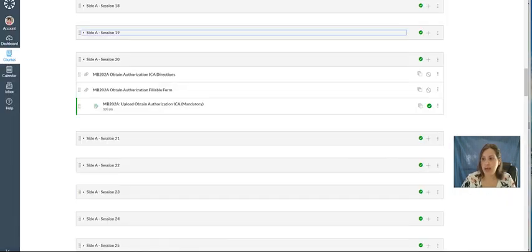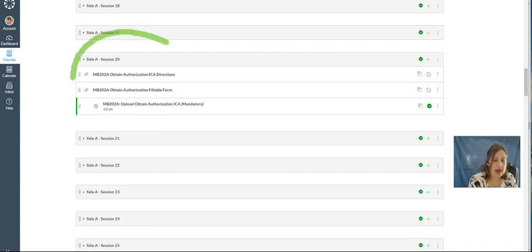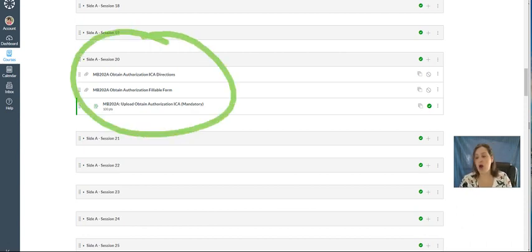Okay, so I want to talk about your ICA on this obtaining authorization ICA, here under session 20. And if you don't see all three of these lines in your Canvas, contact your campus director because it hasn't been published. See over here, you guys can't see this part.